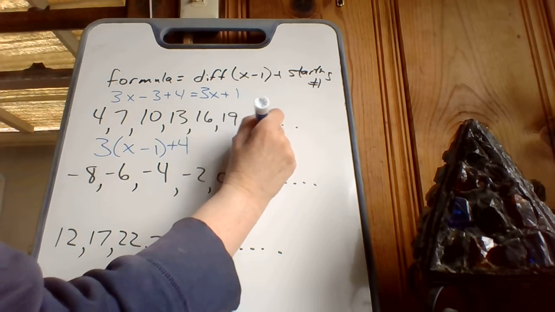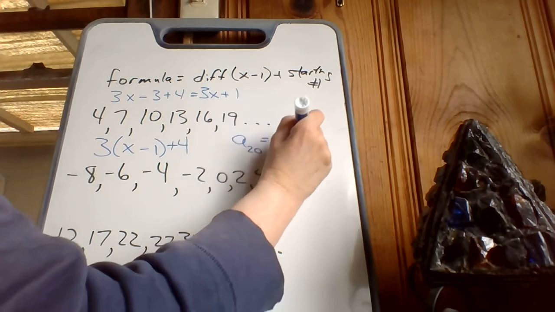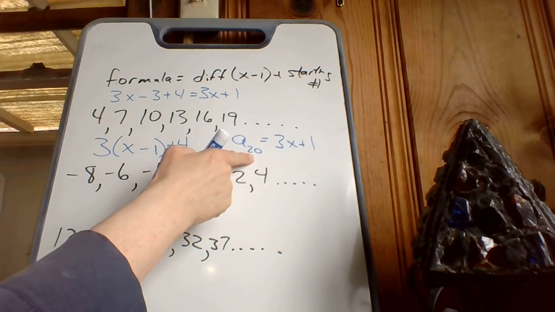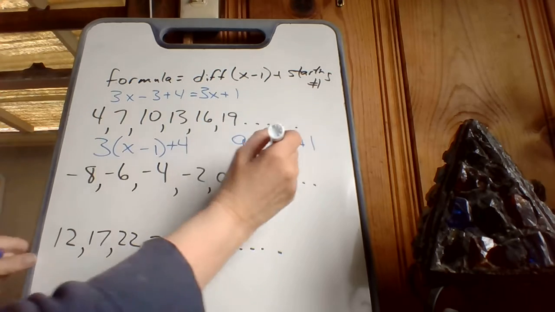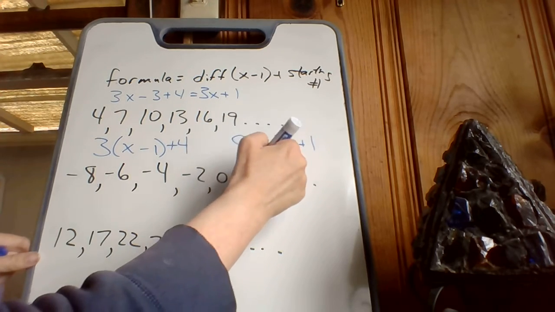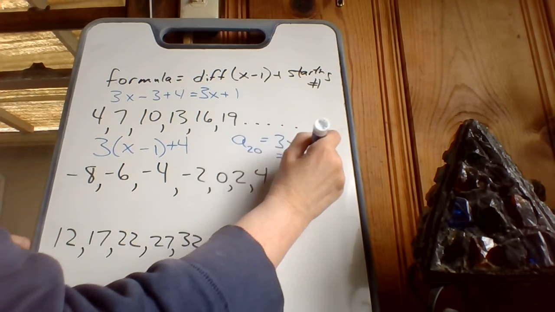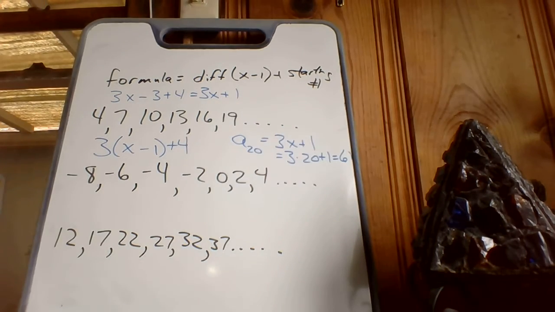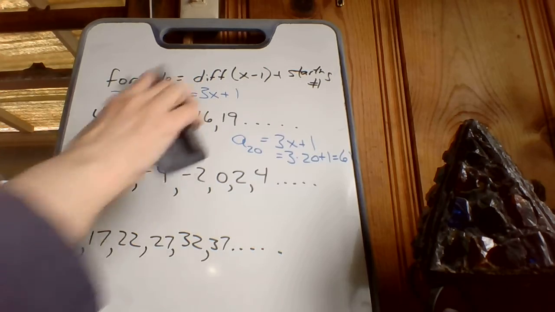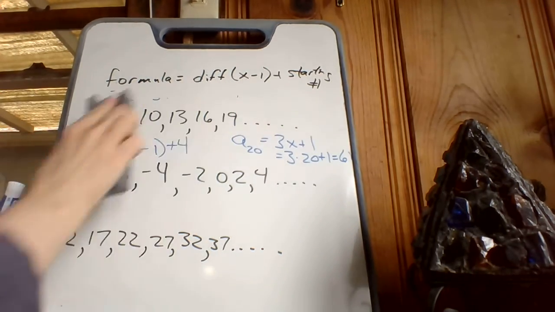And I need that over here because the way to find the 20th one was the way we did it when we found A1, A2, A3, A4, which is, I'm just going to take that 20 and stick it right there. 3 times 20 plus 1, 61. All right, now let's move on to the next one.